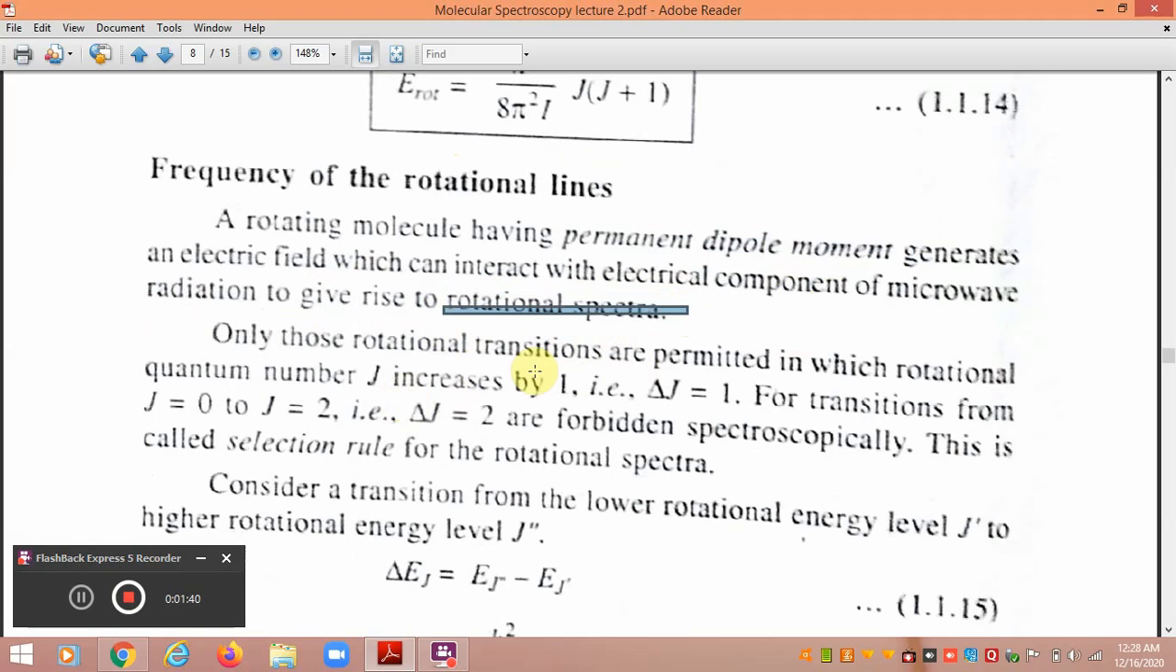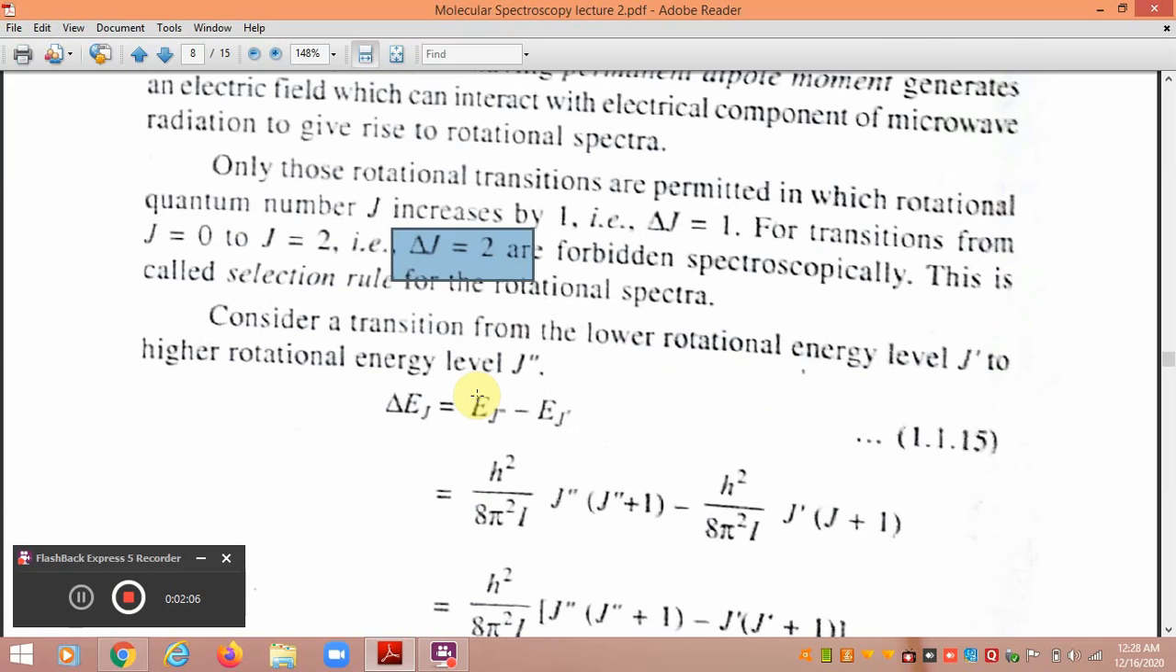It is also observed that only those rotational transitions are permitted in which the rotational quantum number changes by 1, that is delta J is equal to 1. This is actually the selection rule for the rotational spectrum: delta J is equal to plus or minus 1. Transitions such as J equal to 0 to 2, where delta J is equal to 2, are not allowed in the rotational spectra.